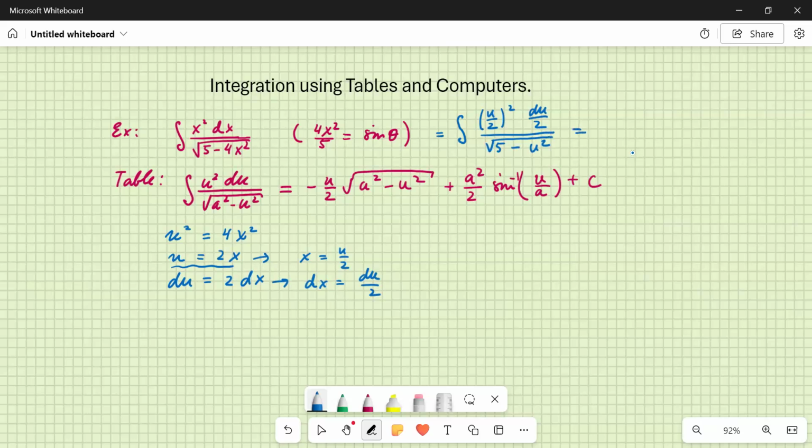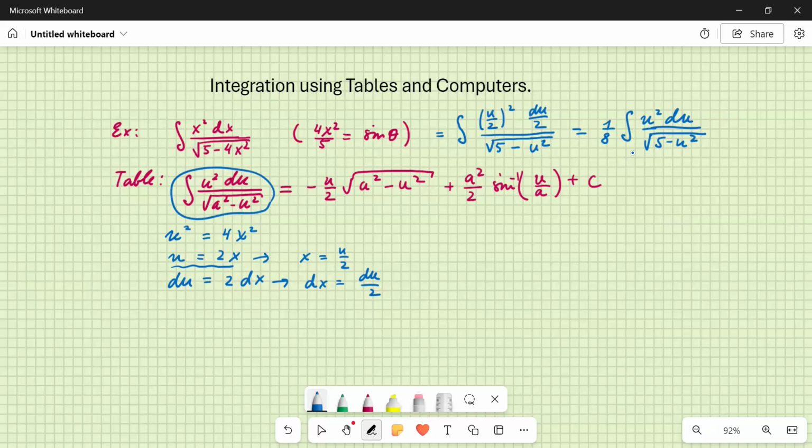We just need to simplify a little bit and get rid of these 2's. We have 2 and 4 here, right? So we're going to have 1 over 8 integral of u squared du over square root of 5 minus u squared, which is exactly the formula we have over here, right? So we are just going to use the answer.